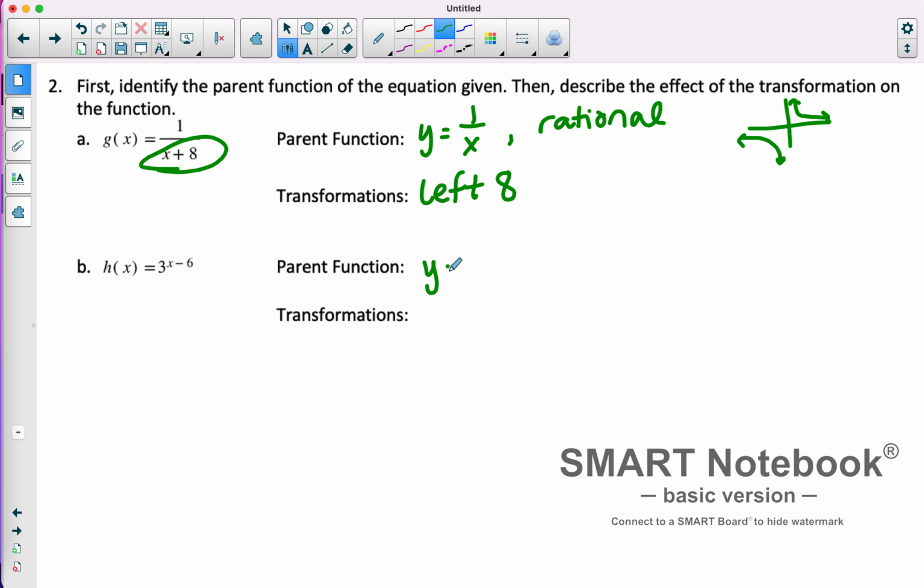B has a parent function of 3 to the x. It's an exponential function because we have x as an exponent. So exponential, look at what happened. The x part of it changed, the exponent. X changed to x minus 6. So we have affected the inputs, which moved it left or right. Since it's minus 6, it moved to the right 6.